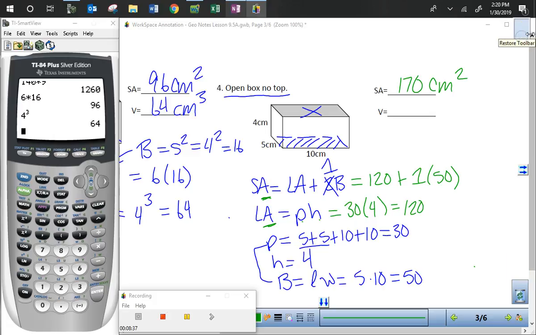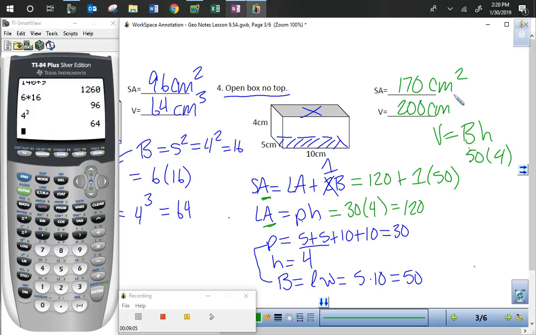All right. The good news is we worked hard for surface area. We've already found most of the things we need for volume. Volume is, remember, area of the base times height. We found the area of the base. That was 50. We found the height in our prism to be 4. So we just have to take 50 times 4. 200, and then centimeters cubed.